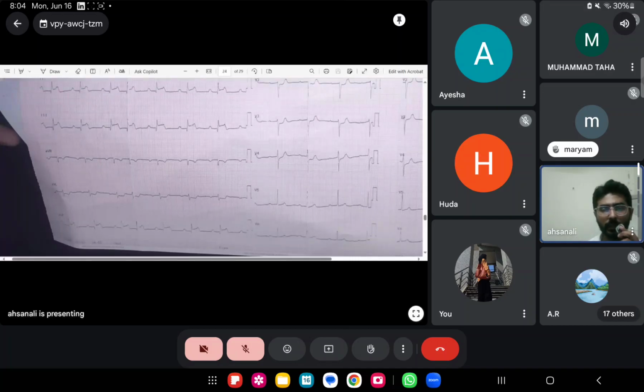All right, so does anyone have a question? I have a question on this ECG. This is a very common ECG. This is very, very important. I would like to emphasize this very much.